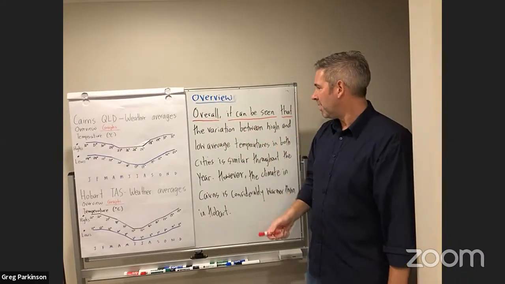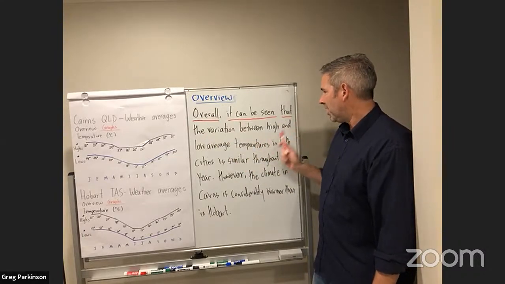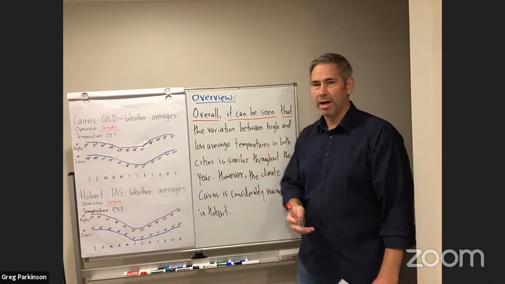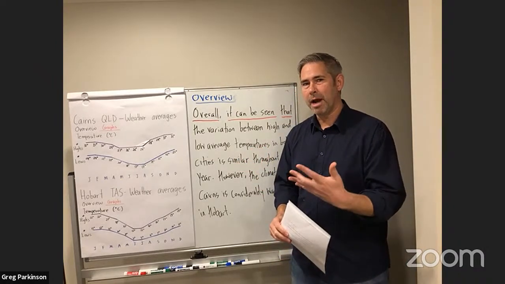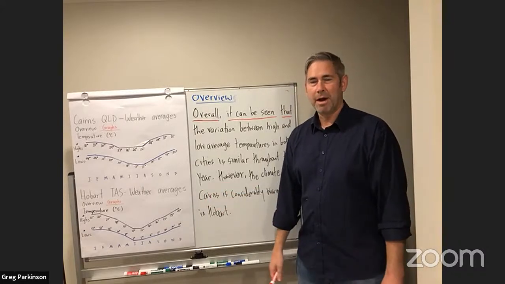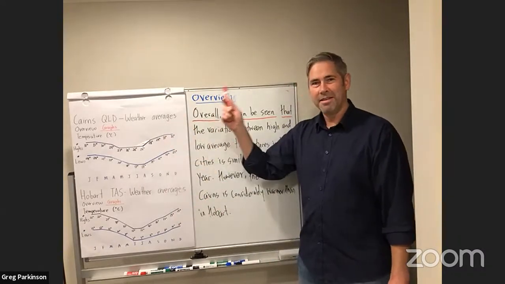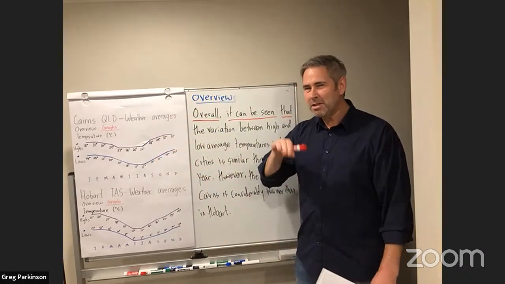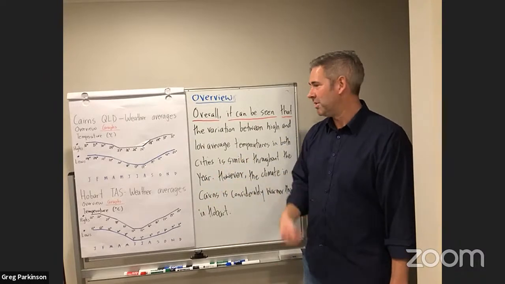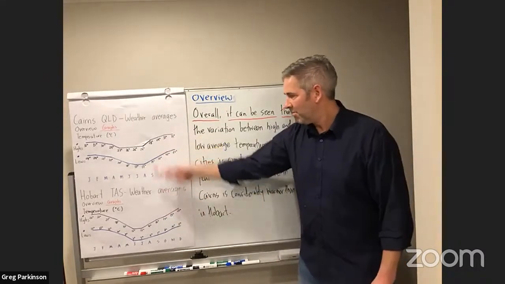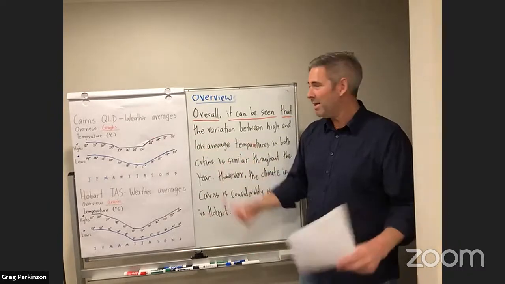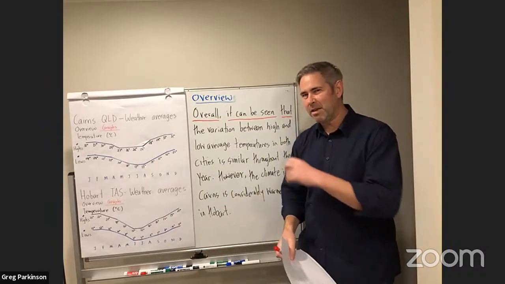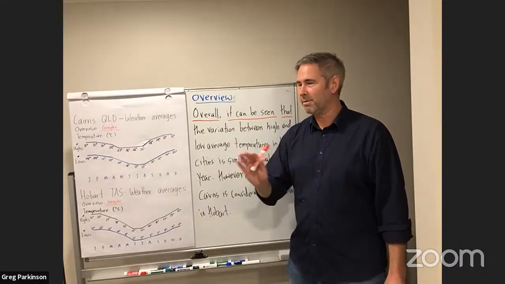Now, here is the first point I made. The variation between high and low average temperatures in both cities is similar, right? I know that we're asked to make comparisons, but we have made a comparison and we've said that the variation between highs and lows is similar, right? Don't have to just talk about differences. Well, in my opinion, you don't, because that's a similarity, right? I've still compared them and I've pointed out that something is similar. So don't think that you just have to go and talk about differences.